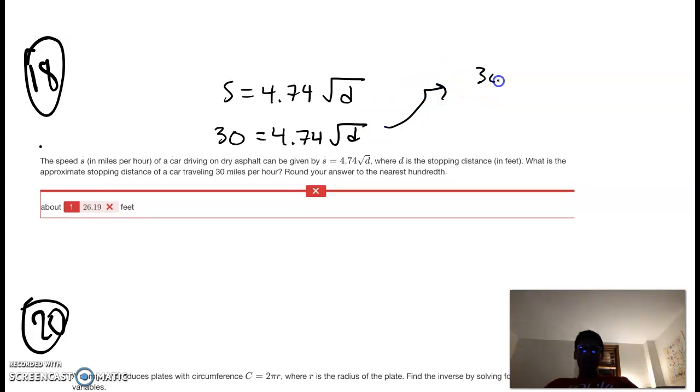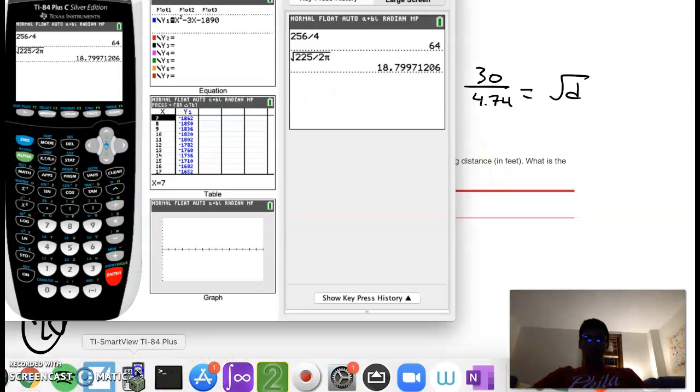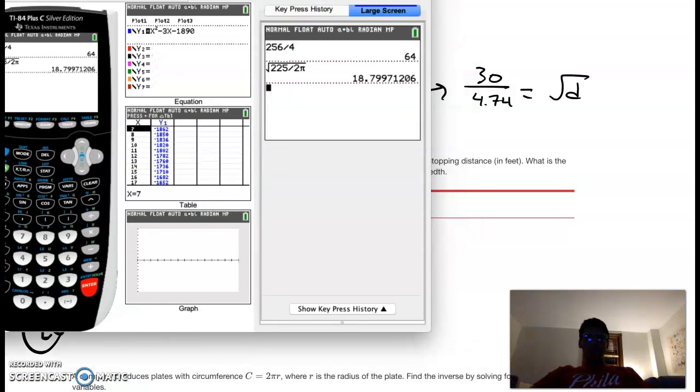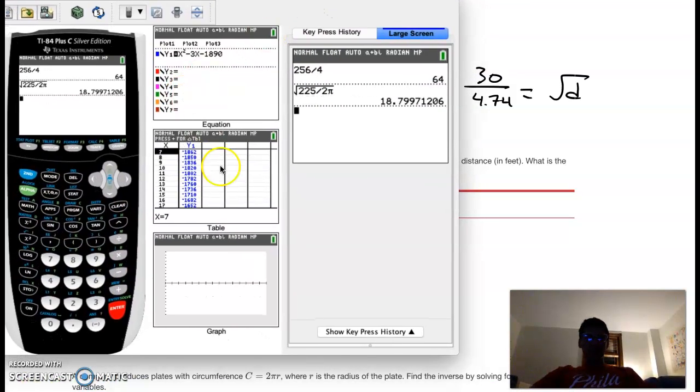So what I would do is divide by 4.74, square both sides, and again, this is one where I'll use my calculator. As you'll see, your calculator becomes a very helpful tool, the more comfort you have with it.